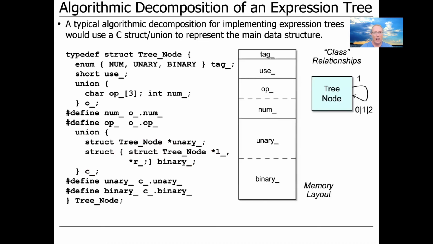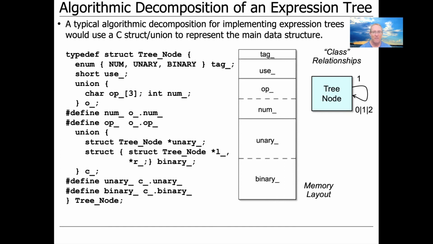Well, if you were to take a look at this and try to use UML to describe this particular data structure, you'd have a very strange diagram here. I've shown you what this looks like. A tree node is a node that has either 0, 1, or 2 references back to itself, depending on whether it's a number, a binary node, or a unary node.